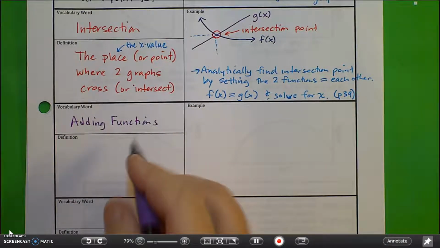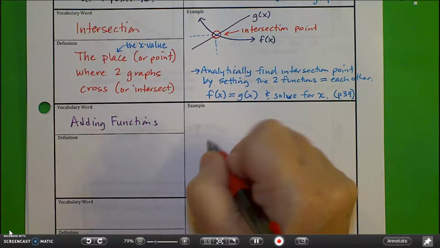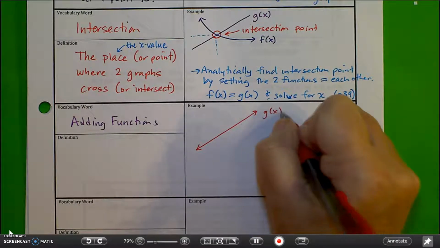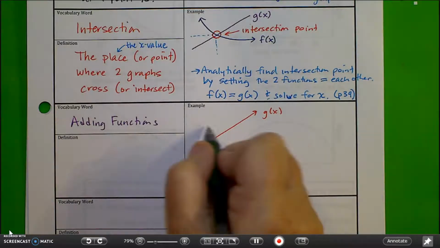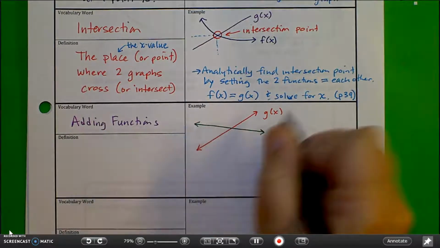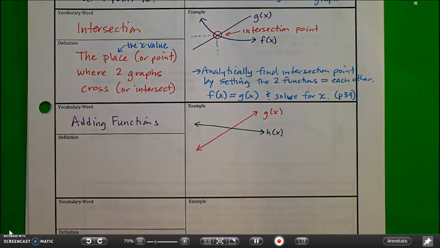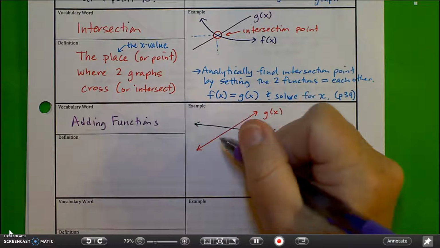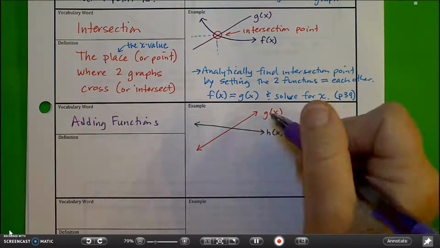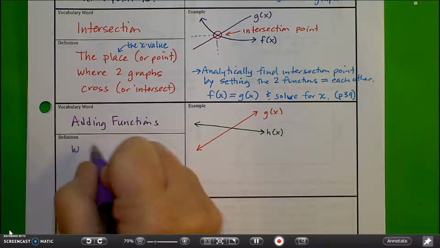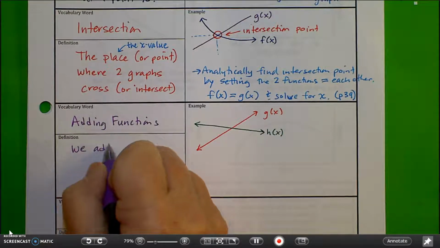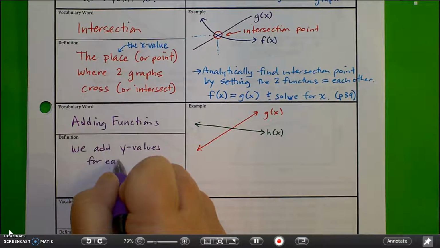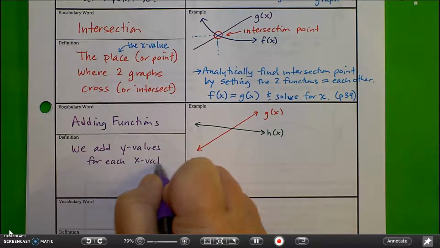When you're adding functions together, actually let's draw a picture first. Let's say I wanted to add this function, g of x, and add it to this function, h of x. When we're adding functions together, you basically want to add the y values. Okay? Adding functions, we add the y values for each x value in the domain.